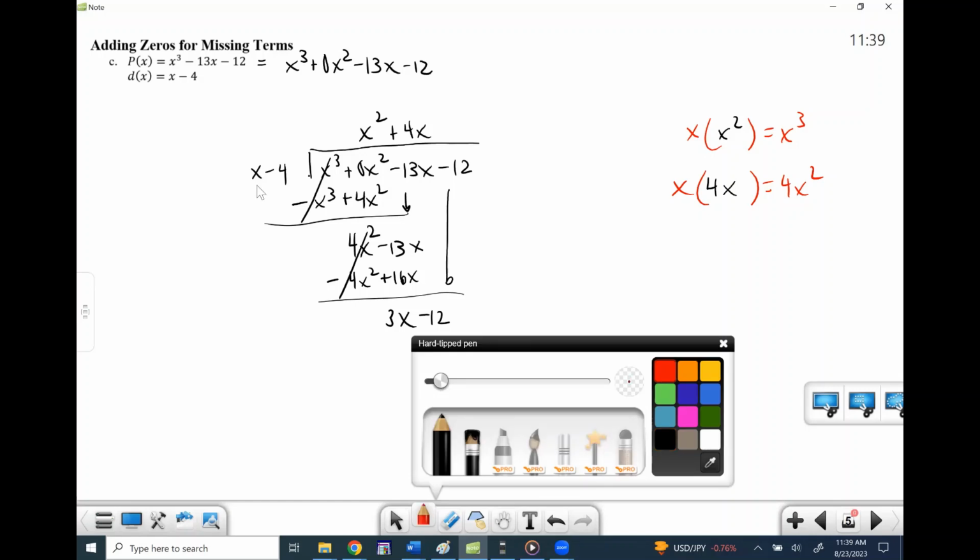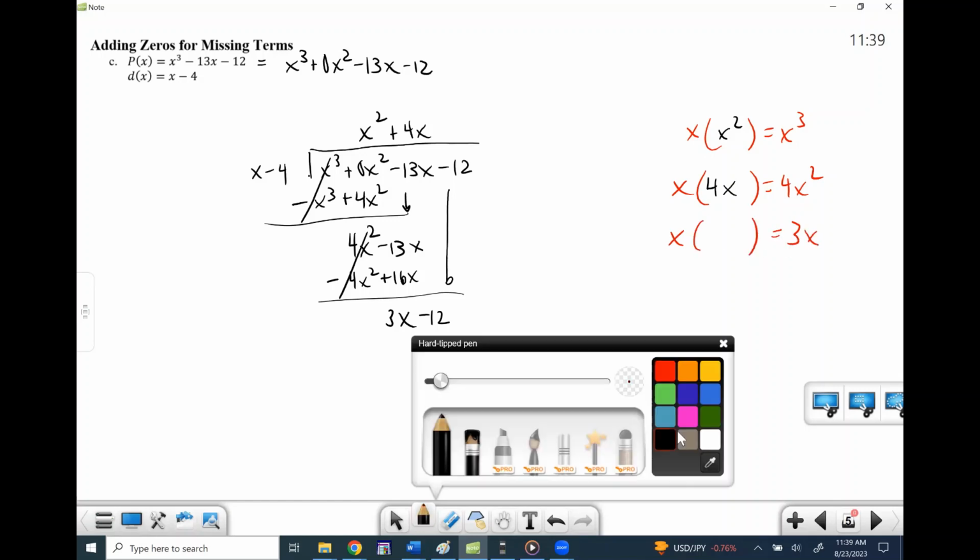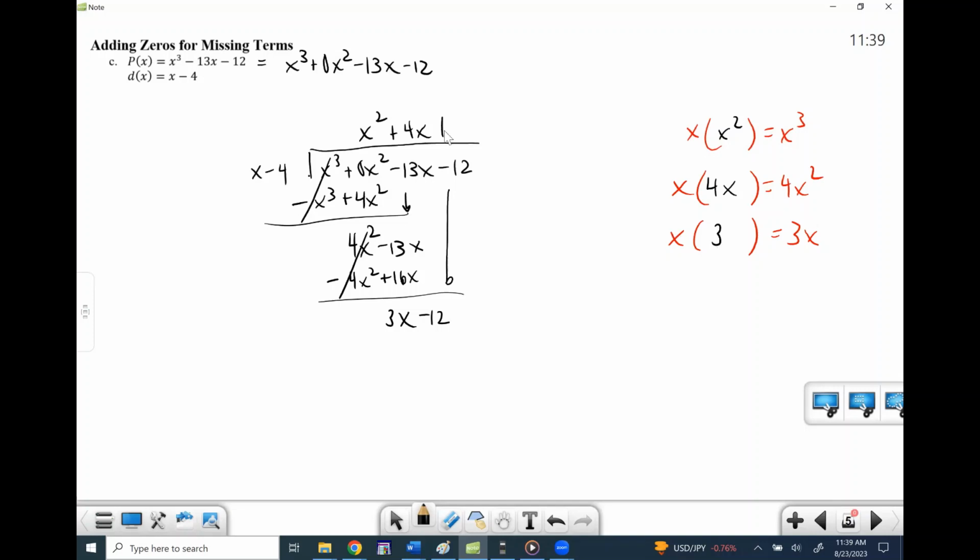So now we want to say x times what gets you 3x. It looks like we just need a 3. So 3 times x is 3x, subtract. 3 times negative 4 is negative 12. Change the sign because we're subtracting. Again, oh wow, all these are ending up being remainder zeros, huh? Okay, I'll take it. Those are the easiest ones.